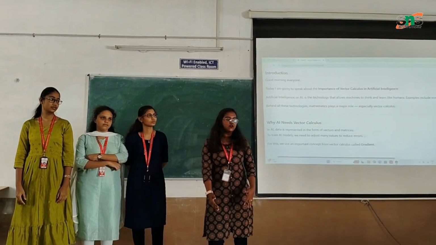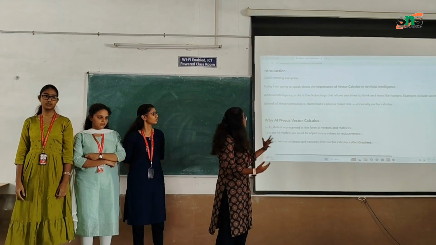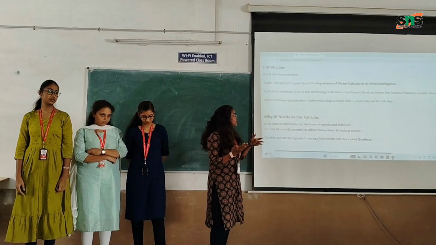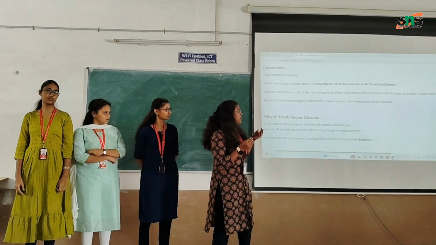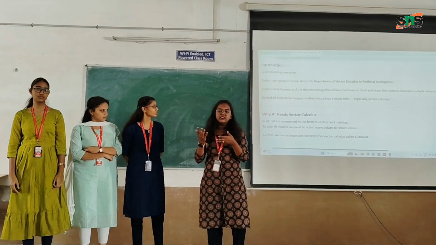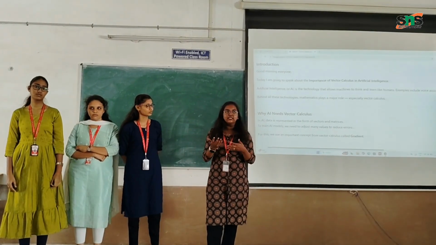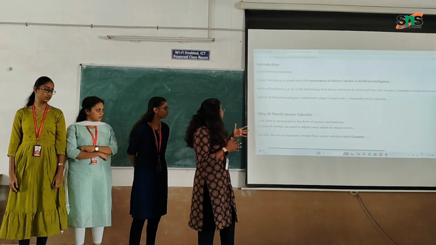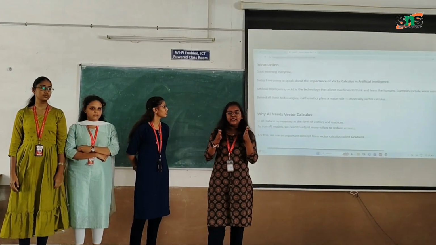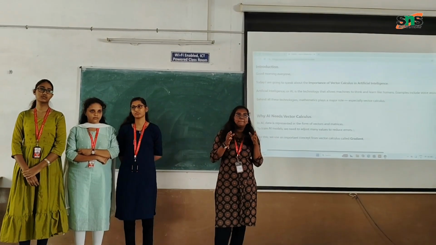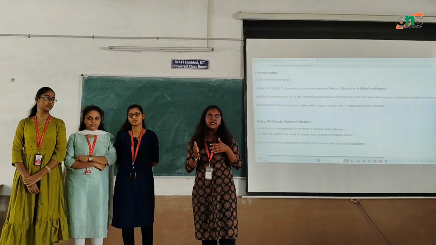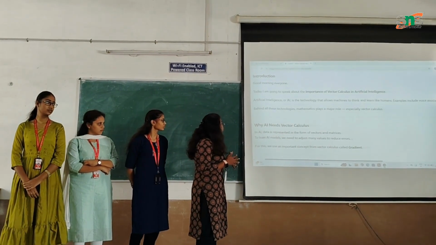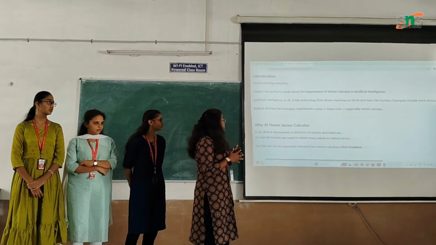Artificial intelligence, or AI, is a technology which takes decisions like humans. For example, face recognition in mobile phones, talking assistants like Siri, or automated cars. All these are AI things. AI works mainly based on mathematics. Vector calculus, a branch of mathematics, is very useful in artificial intelligence. Now let me tell you why AI needs vector calculus.